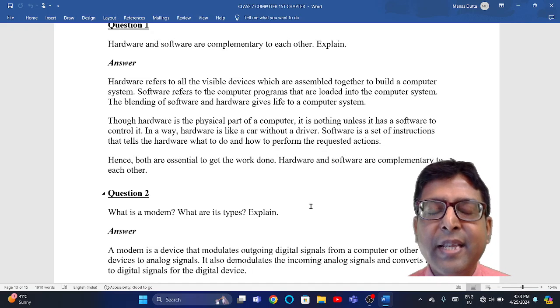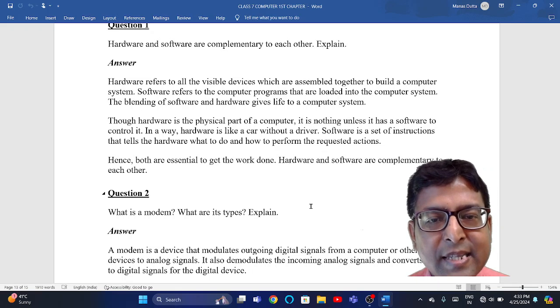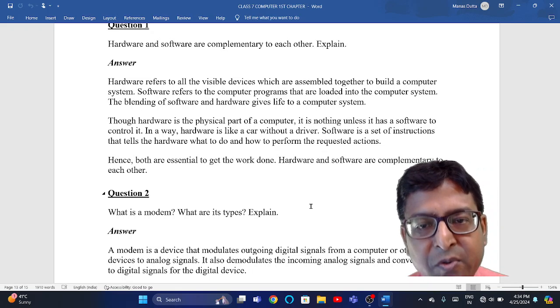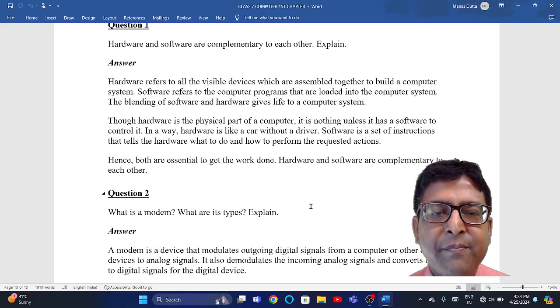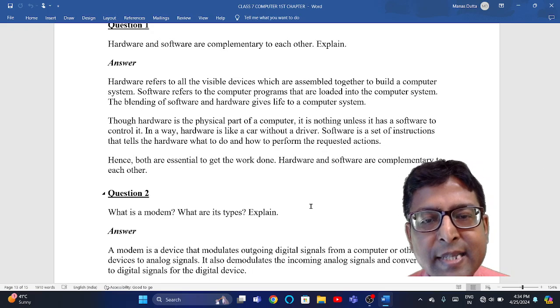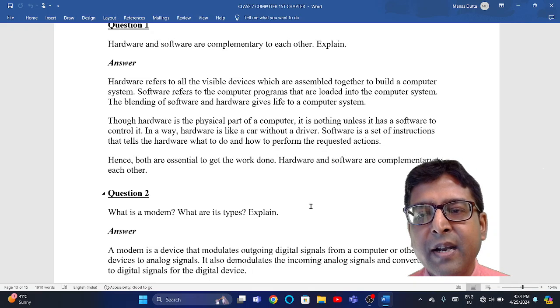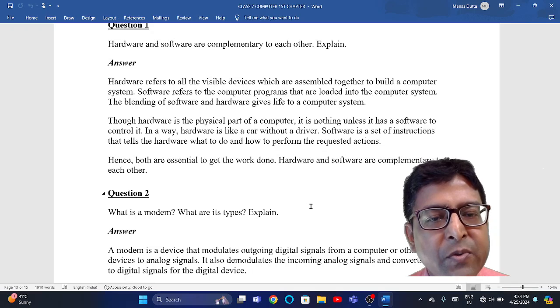Software is a set of instructions that tells the hardware what to do and how to perform the requested actions. Hence, both are essential to get the work done. Hardware and software are complementary to each other.